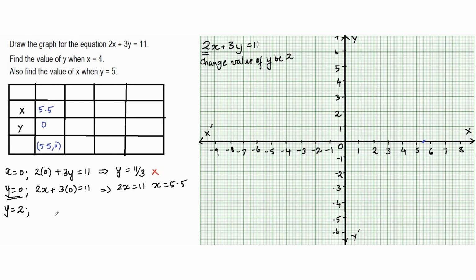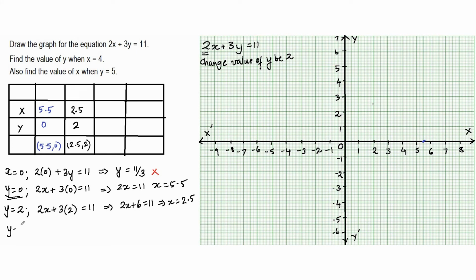So if y is equal to 2, let's find what happens. 2x plus 3 times 2 is equal to 11, which means 2x plus 6 is 11, and therefore 2x is 5, which means x is 2.5. So when the value of y is 2, x is 2.5. So let's plot that point. X is 2.5, y is 2. So 2.5 is going to be right over here. So this particular point is 2.5, 2.